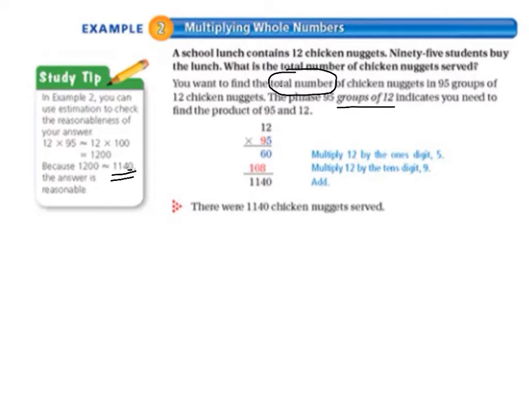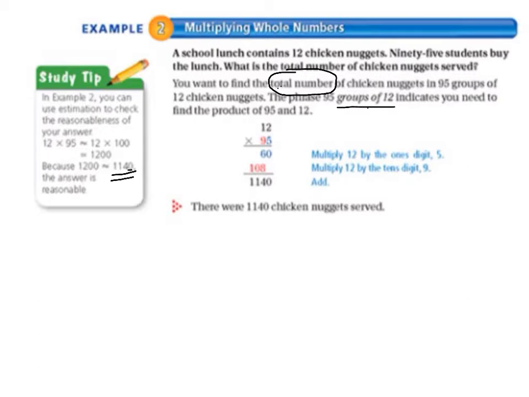So we've got the total and groups of 12. Total tells us we're adding, and groups of 12 tells us we're doing it over and over again. So that's repeated addition, which is multiplication.